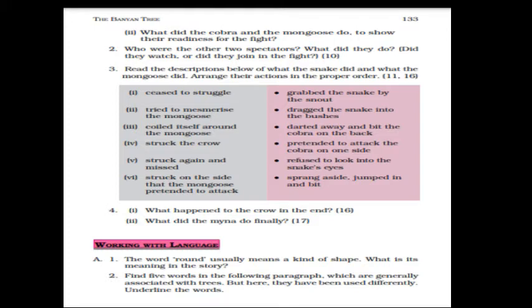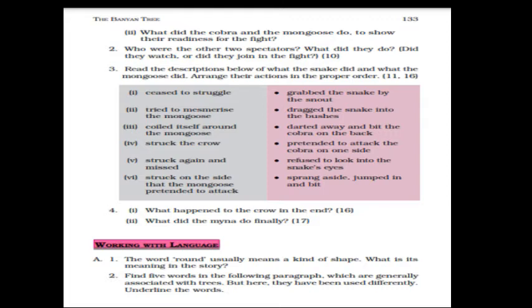Who were the other two spectators? What did they do? The other two spectators were the myna and the crow, who were very happily watching the fight. And later on, what happened? They also joined in the fight off and on, coming and going. Read the description below of what the snake did and what the mongoose did. Arrange their actions in the proper order. So there are descriptions, children. What you have to do is arrange them in the proper order. So try to do this one by yourself.